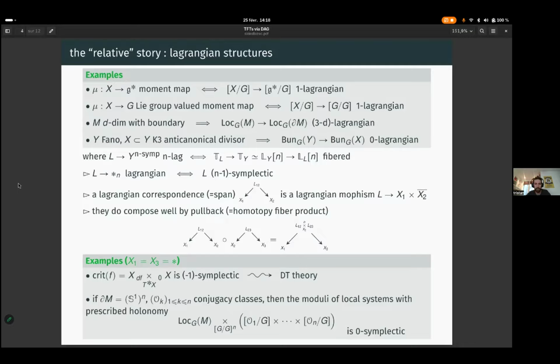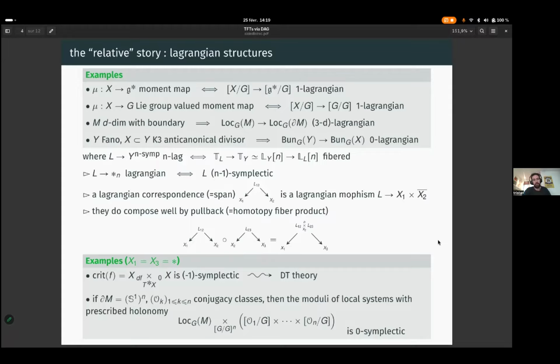So instead of looking at maps, we're going to look at pairs of maps with the same source and call it a Lagrangian correspondence or span. It just means that we have a Lagrangian morphism to the product of the two targets here, where the bar here means that you consider the opposite symplectic structure on X2. So why do so? It seems a bit artificial like this. Well, because we're going to be able to compose correspondences.